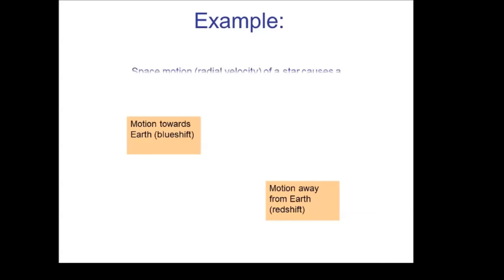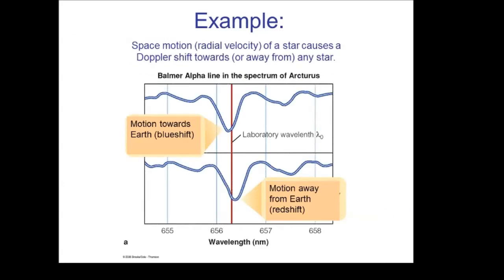So let me give you some examples of this. In this example here, we're looking at a particular star. This red line that you see is what we call the rest or laboratory wavelength. This is the Balmer line of hydrogen, 656.3 nanometers. That's exactly what it is, 656.3 nanometers. That's what we expect that hydrogen line to be if we didn't move, or Arcturus, the star, didn't move.